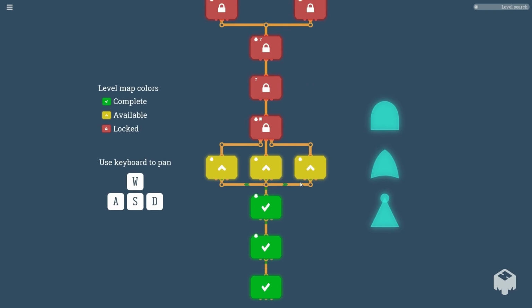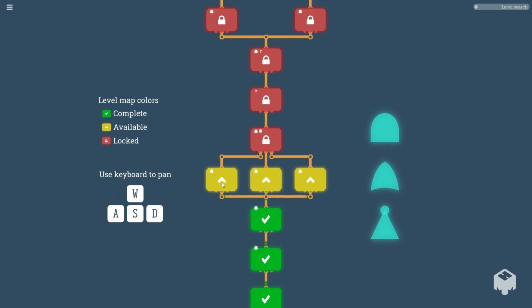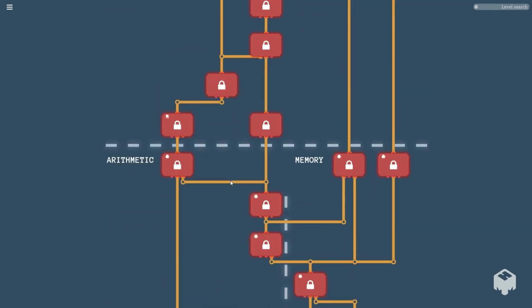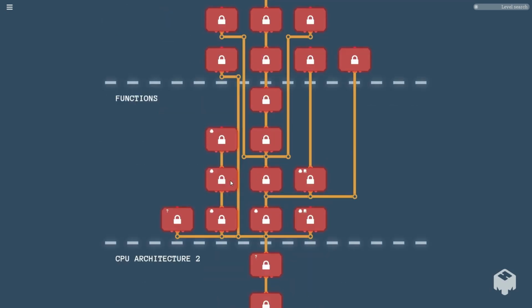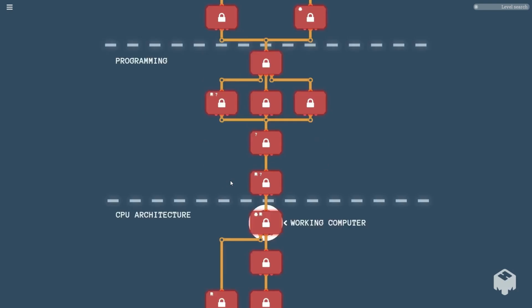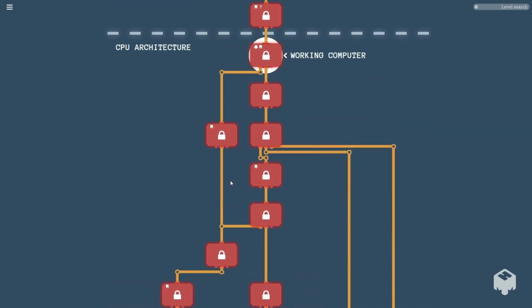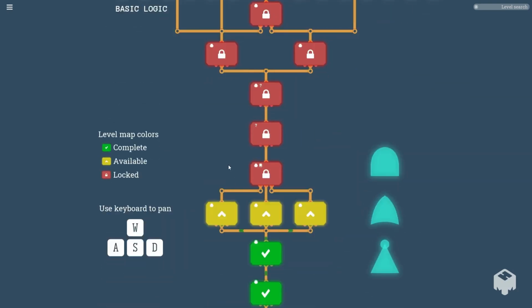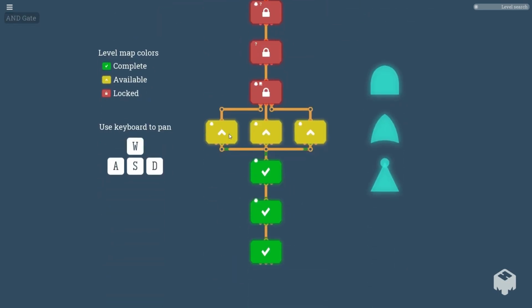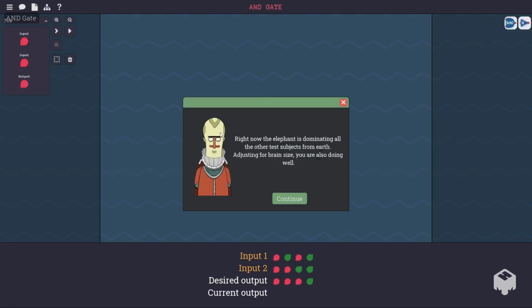Level map colours. Complete, available, and locked. Wow, there's a lot. Look at all this. I think we need to start with the basics first. Let's have a look at the AND gate.